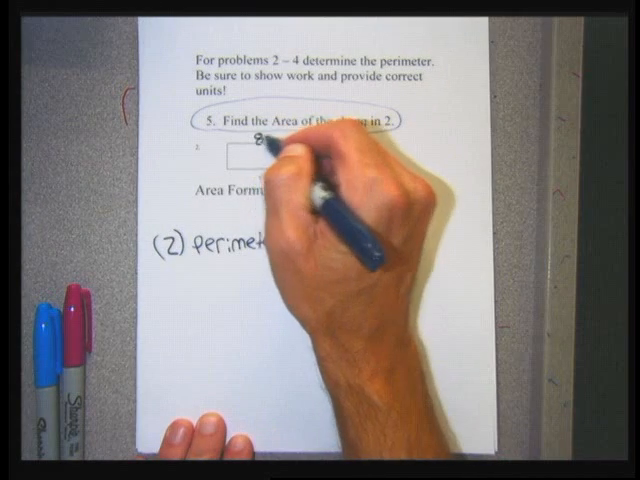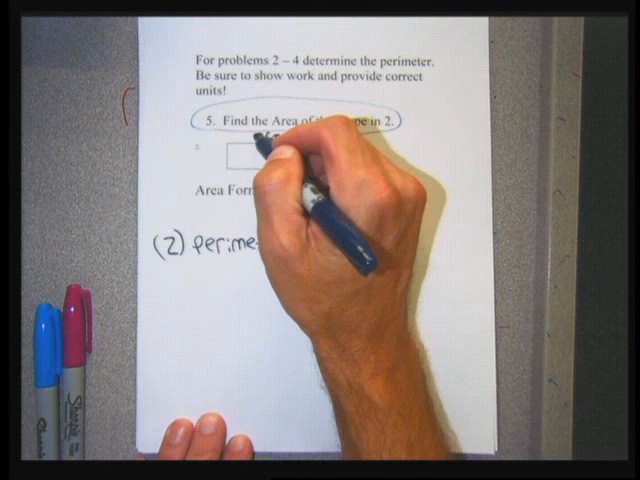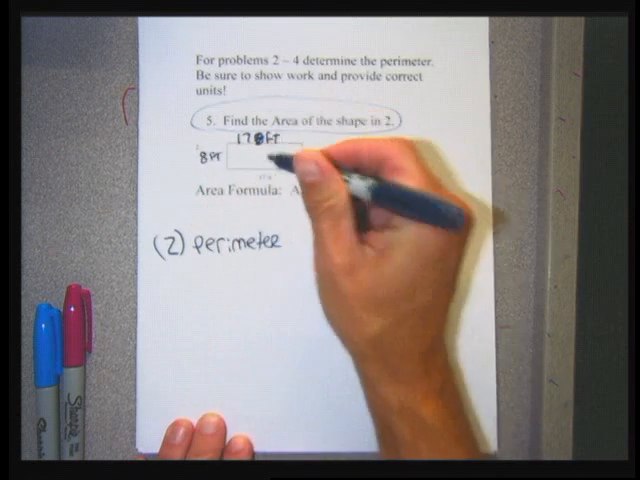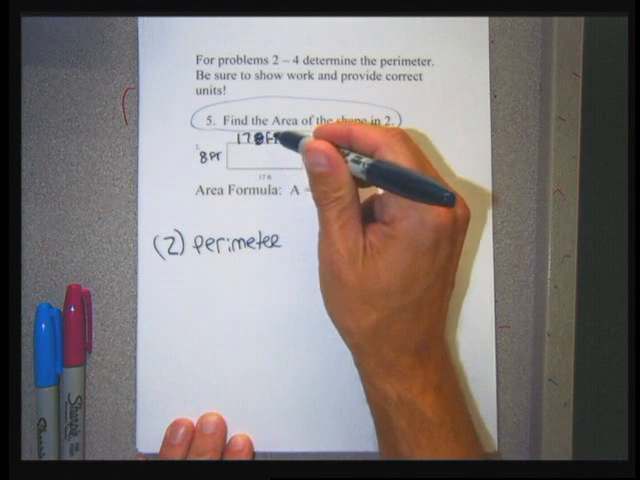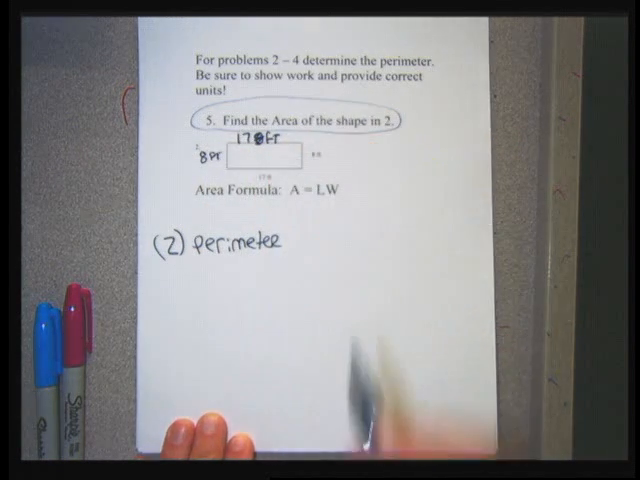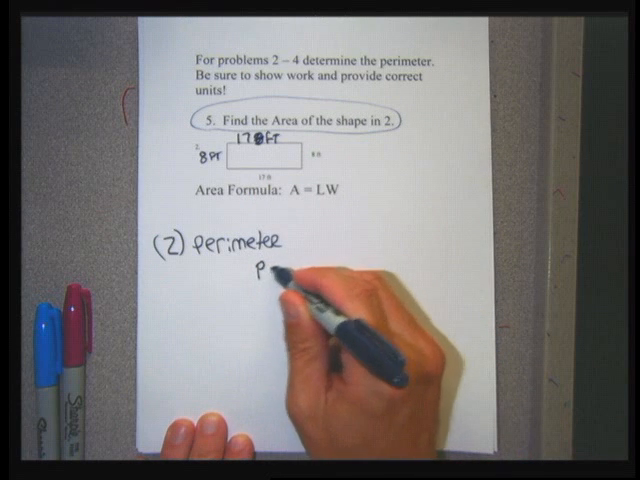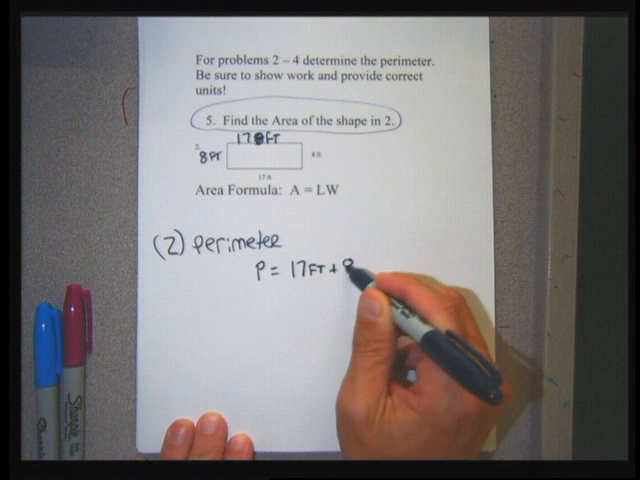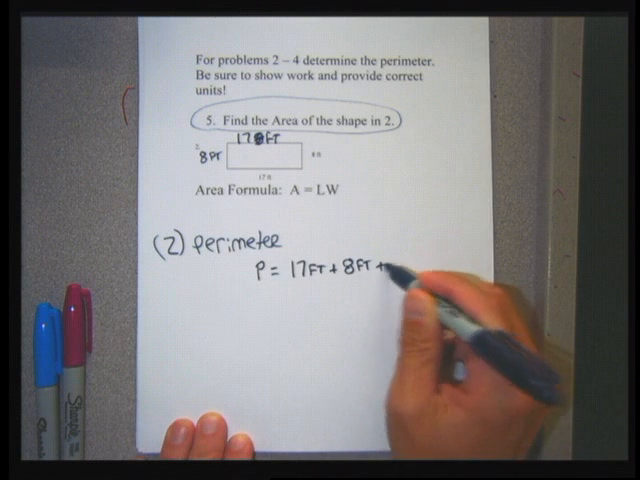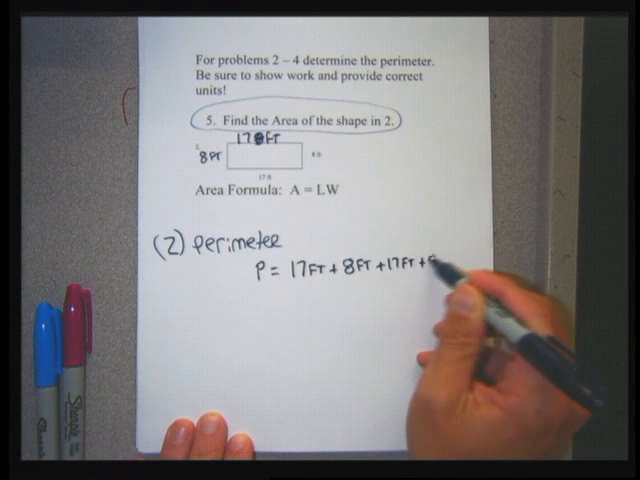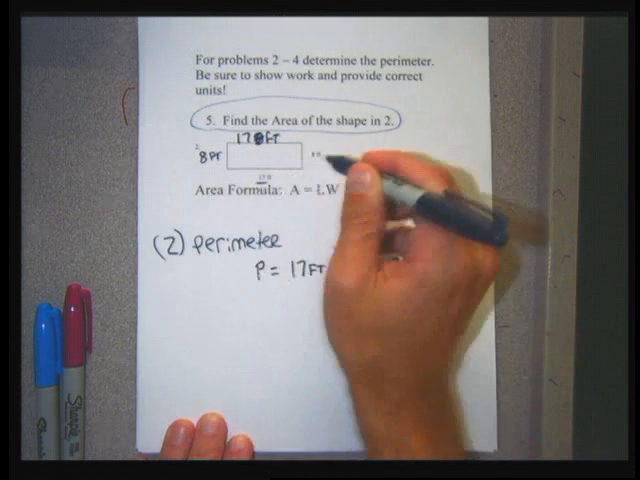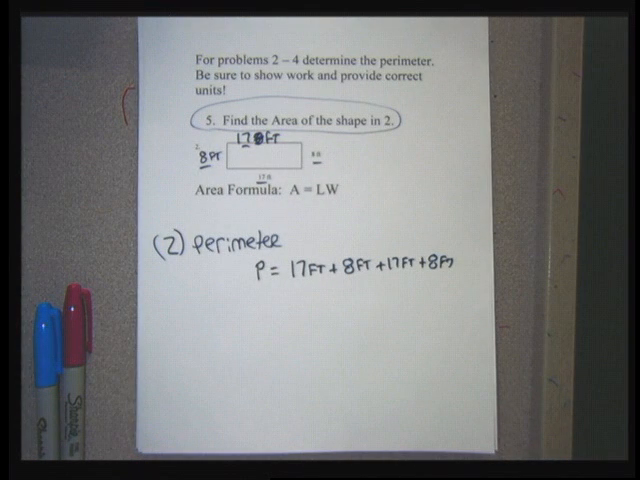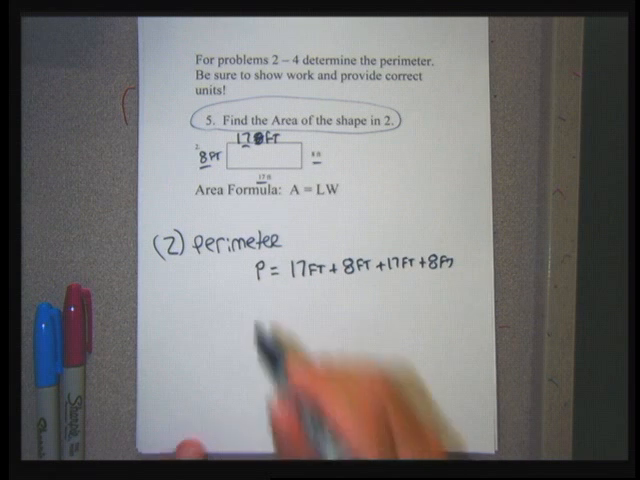And for this particular problem, the sides that aren't labeled, I have assumed sides. The side across from the 17 is supposed to be another 17. The side across from an 8 is supposed to be another 8. The perimeter, which I write with the letter P, is just going to be the sum of each side. It's 17 feet plus 8 feet plus 17 feet plus 8 feet. That's just taking each of the sides and adding them. You could do 2 times 17 plus 2 times 8. That's twice the width plus twice the length, if you remember that formula.